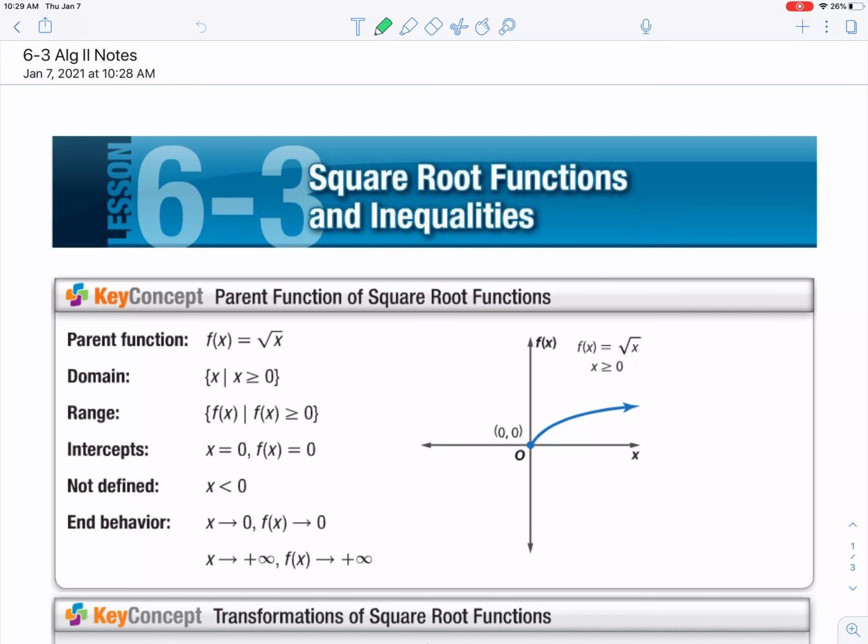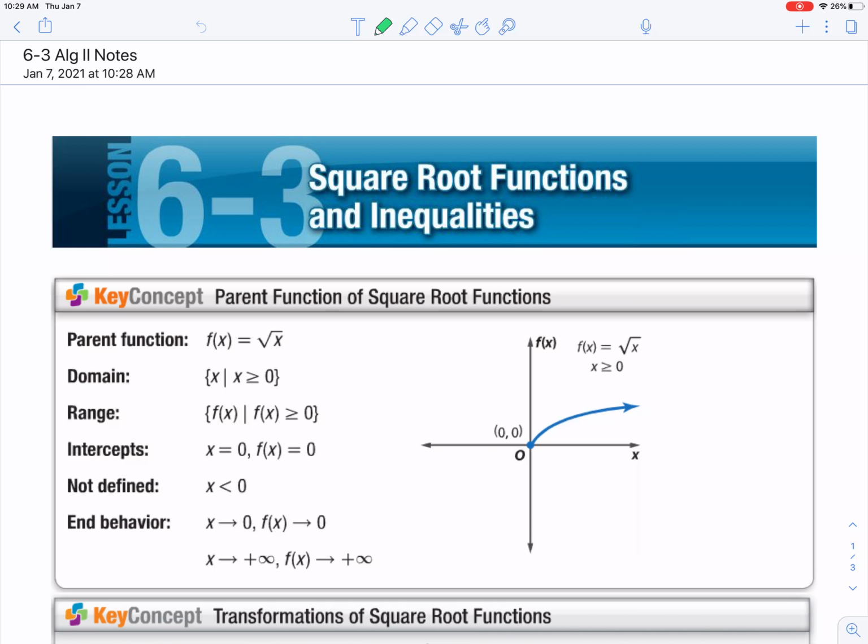Welcome to 6.3. So for 6.3 we get to graph some radical functions. Radical meaning that there will be a square root sign in our function. So the first picture here kind of shows you an example of what that's going to look like. It's going to have a starting point and it's always going to curve towards the right. It's never going to go left.